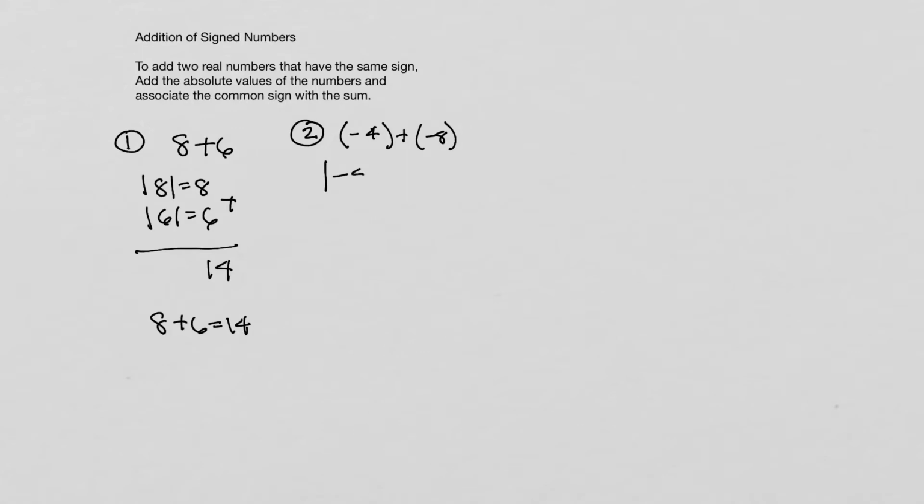The absolute value of -4 we know is 4. The absolute value of -8 is 8. And then if we add these together, that's what we're supposed to do, add the absolute values, we're going to get 12. Now the rule goes on to say, with that sum, 12, associate the common sign. Now the common sign here is negative. So we're going to associate that negative with this 12. So what we're going to say here now is this: -4 plus -8 is -12.